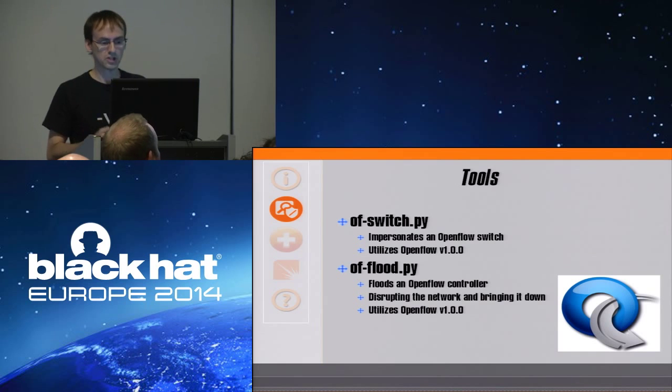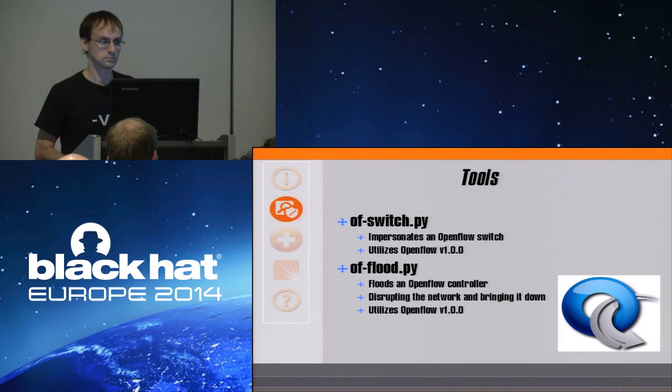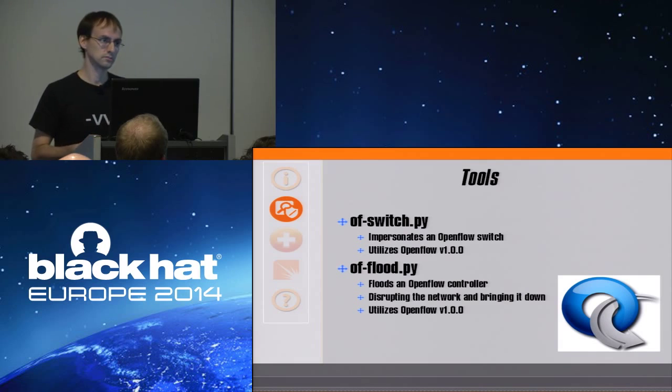So OFSwitch actually impersonates an OpenFlow switch. It exchanges the hellos with the controller. It receives and responds to a feature request. It receives and responds to a configuration set and a configuration get. It does all of the echo, receiving the echo request and returning the echo reply. It establishes that relationship and maintains it. You can run this yourself and see how the relationship proceeds with the controllers and what kind of information is passed back and forth.